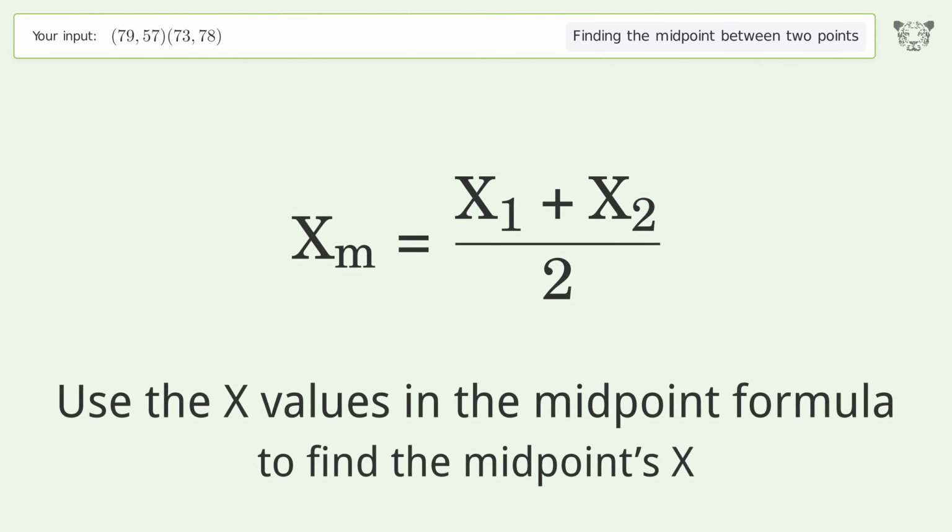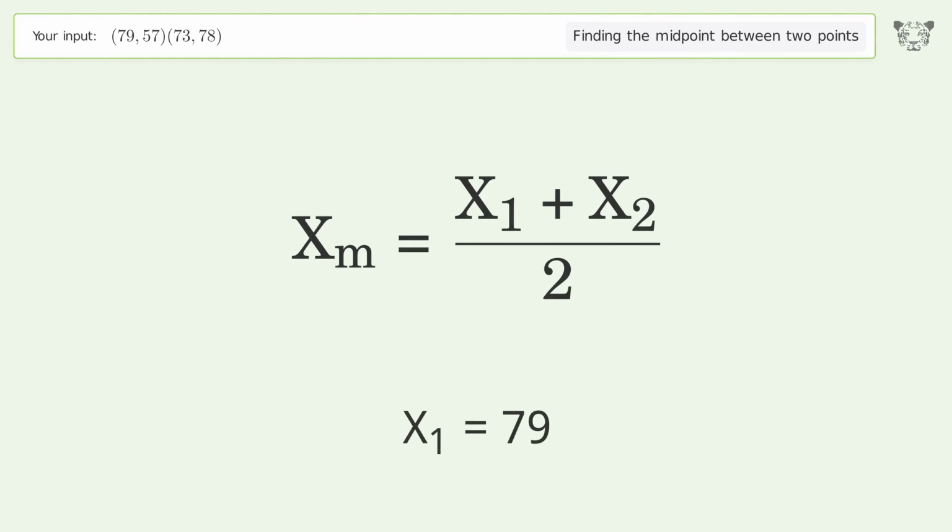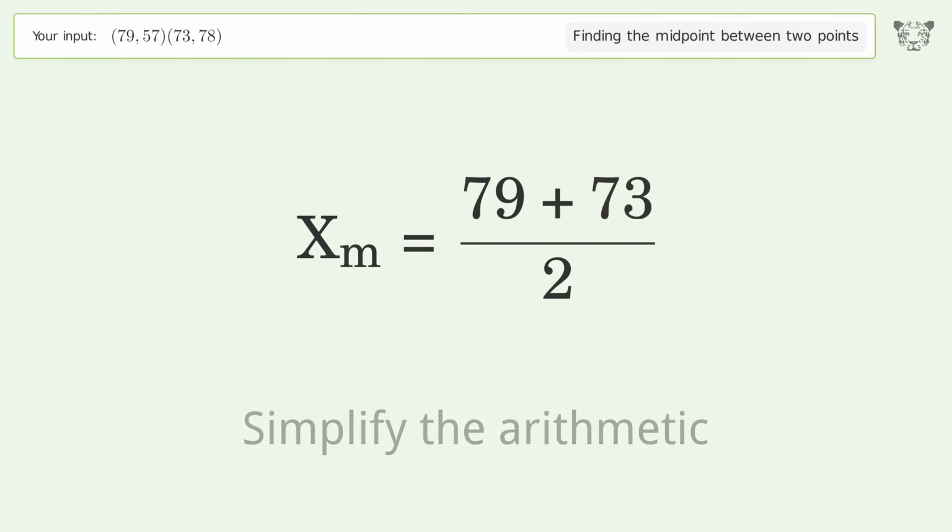Use the x values in the midpoint formula to find the midpoint's x. x1 equals 79. x2 equals 73. Simplify the arithmetic.